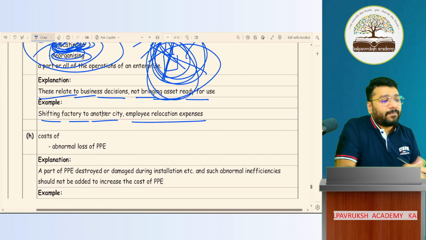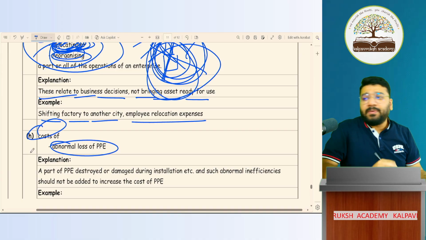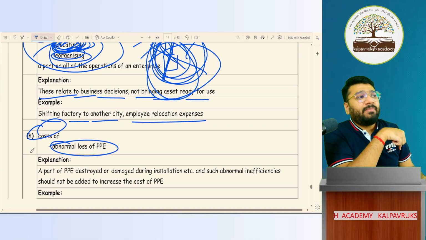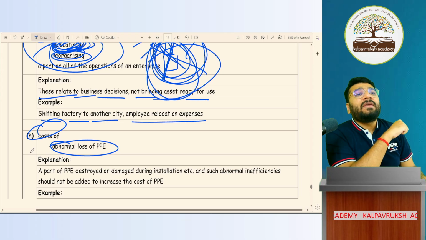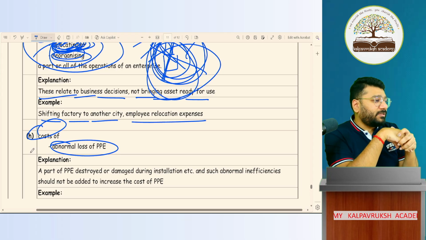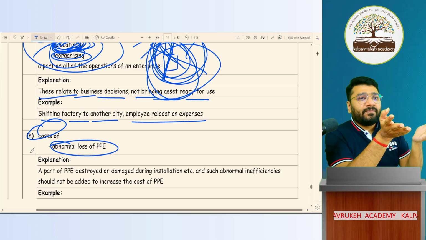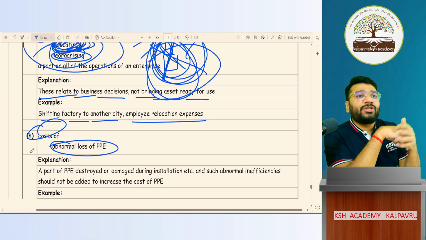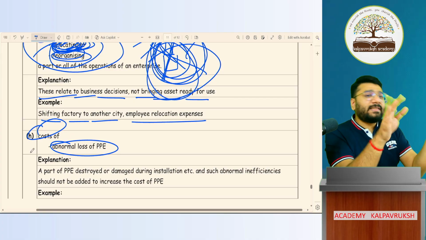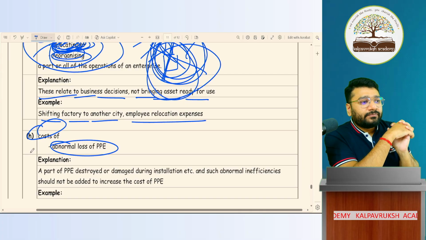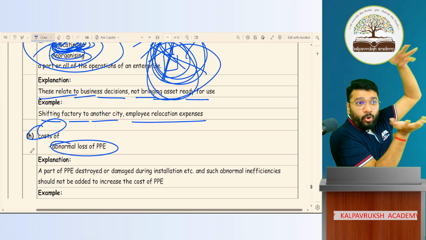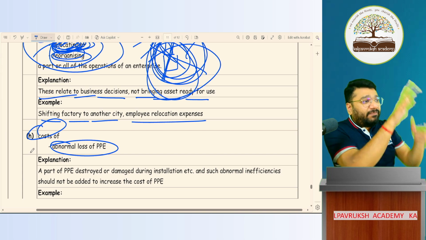Two more points. Cost of abnormal loss of PPE. I purchased 5 TVs for the academy. How many TVs? 5 TVs for class purpose. 4 TVs installed. While installing the 5th TV, either my staff or the installation staff put it down by mistake. Or let's say my staff only put it down. One of my staff was supporting to hold the TV. He didn't support properly. TV fell down, TV broke.